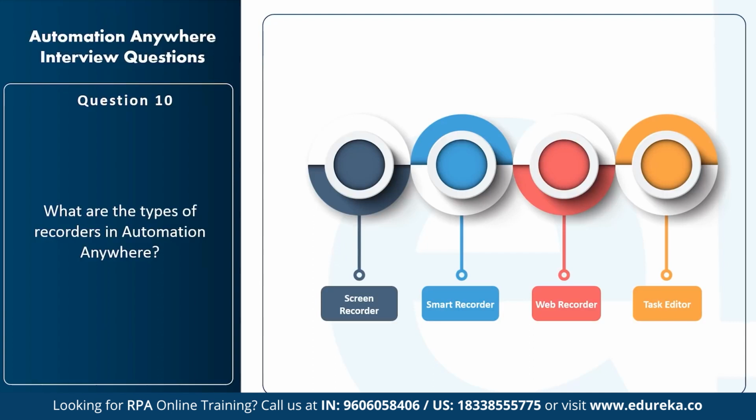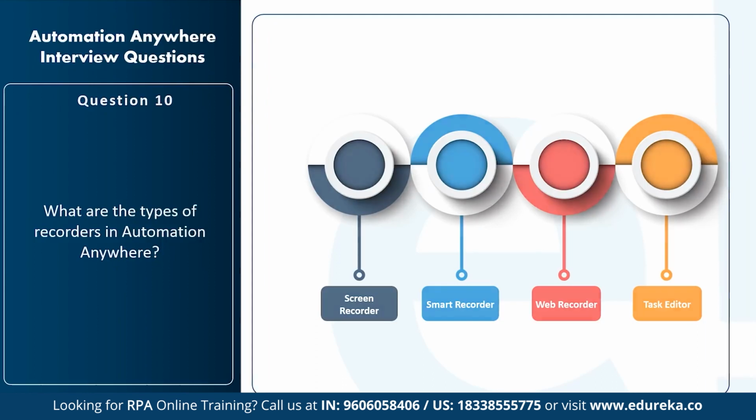Coming to the task editor, it is used to process any command with the help of several commands. This editor allows you to open multiple tasks by editing them simultaneously, and the task editor has components such as commands panel, task action list, the action buttons, error view, and variable manager panel. So guys, these were the various recorders in Automation Anywhere, that is the screen recorder, the smart recorder, the web recorder, and the task editor.